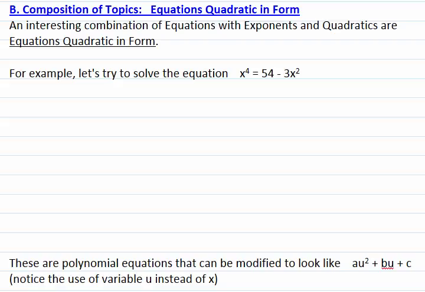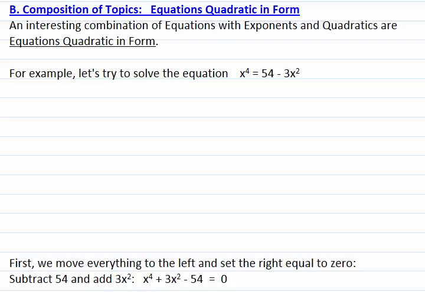For example, let's try to solve the equation x to the fourth equals 54 minus 3x squared. First, I have to move everything to the left and set the right equal to 0. So I will subtract 54 and I will add 3x squared from both sides. I will write the expression on the left in standard form. So I will write x to the fourth plus 3x squared minus 54 equals 0.